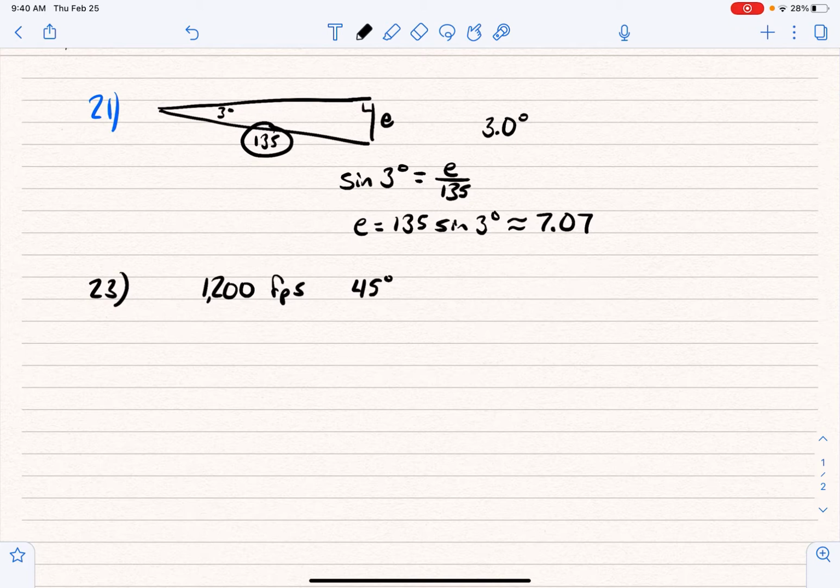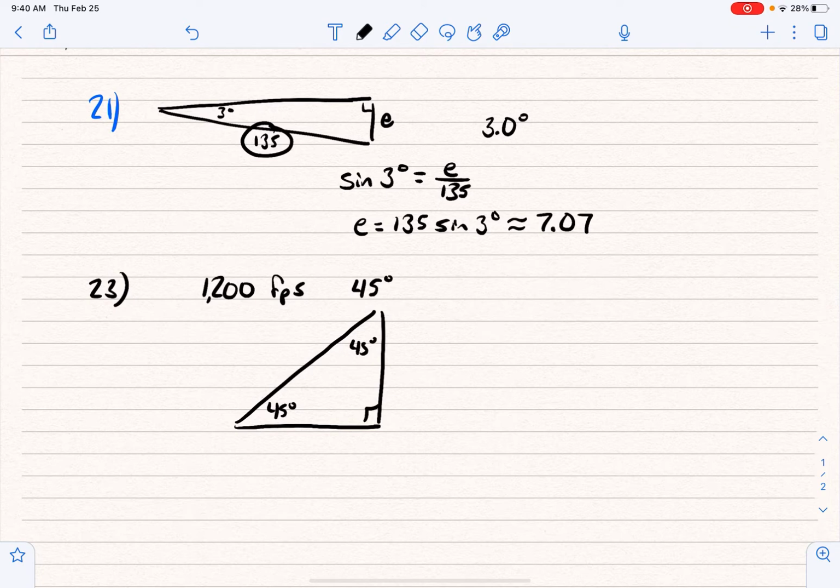Now, we can really do no trig on this one because we could draw and set up a 45, 45, 90. Excuse me. And it could look like that. And we know that this is 1,200 feet per second. And so then this side is going to be 1,200 divided by the square root of 2. And this side is going to be 1,200 divided by the square root of 2.